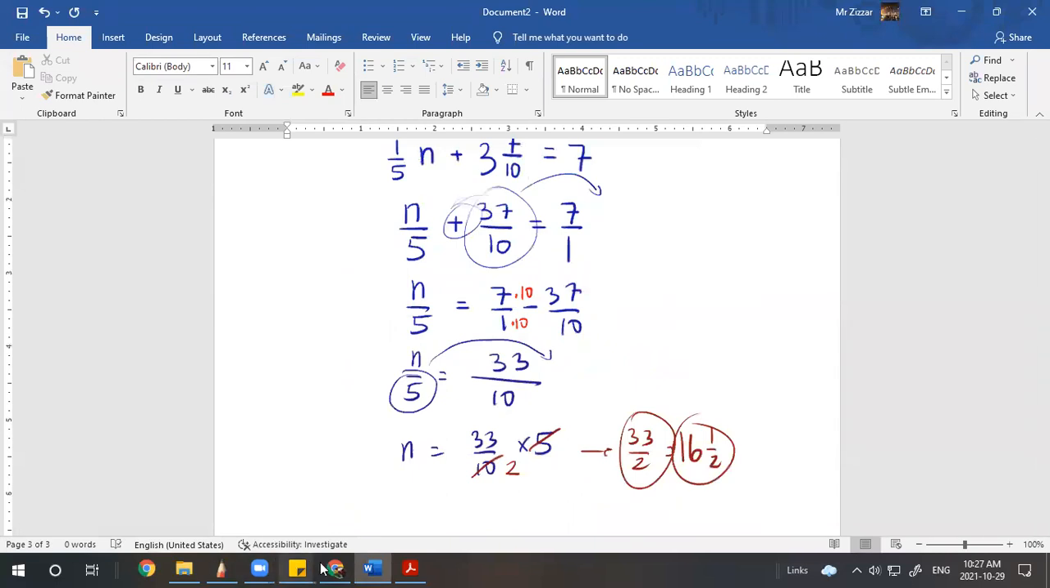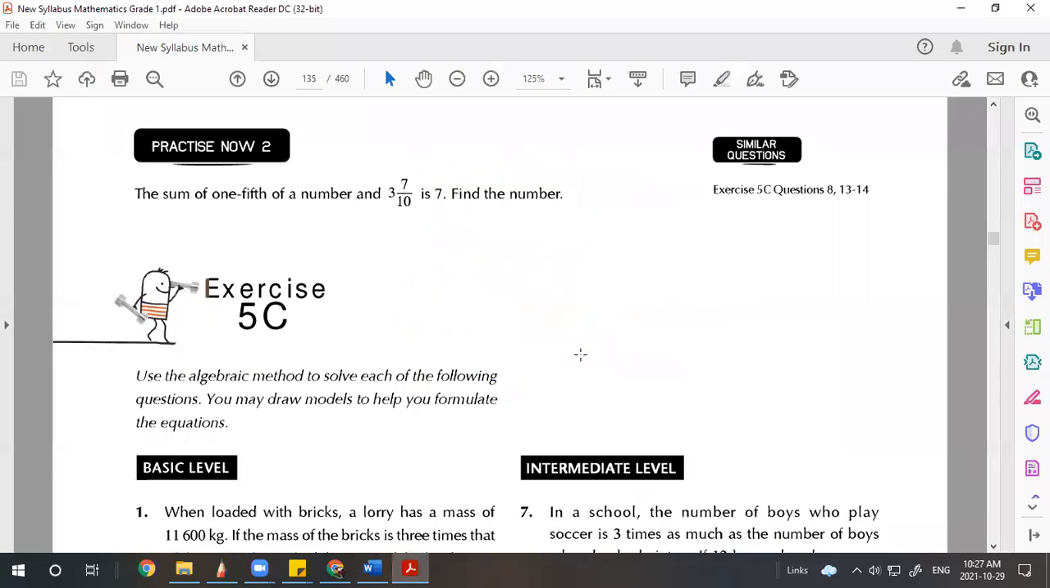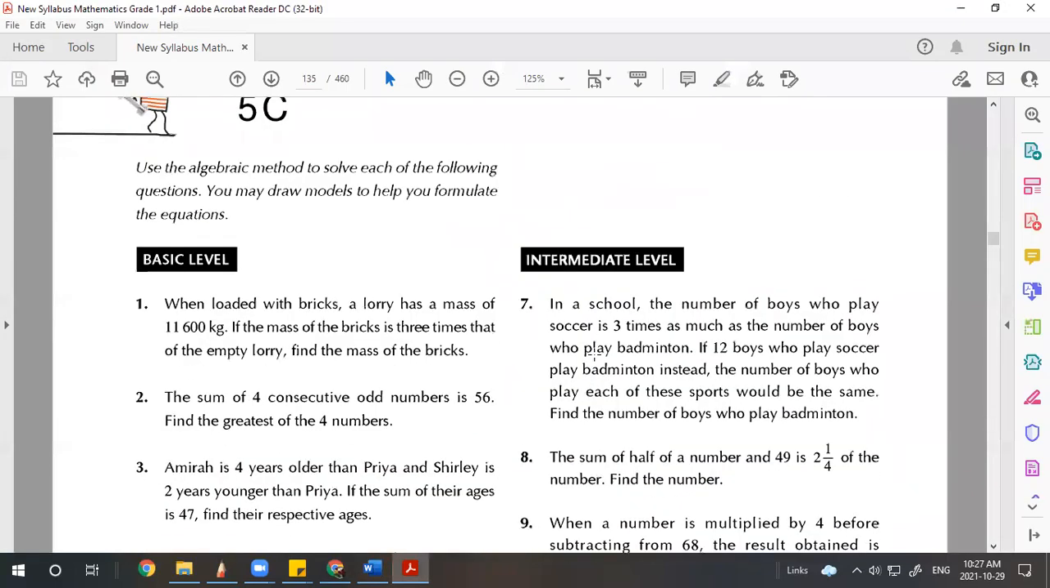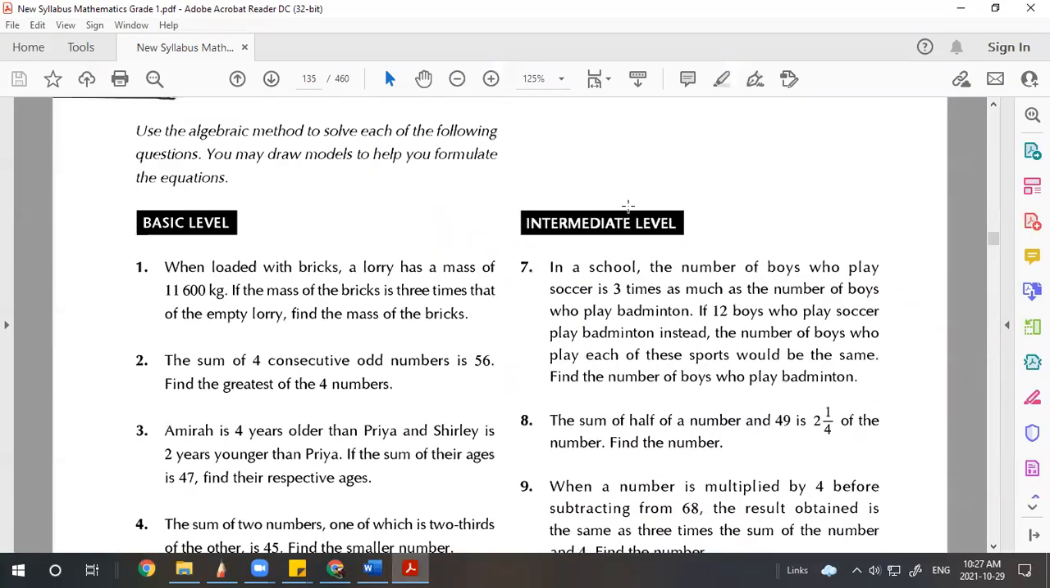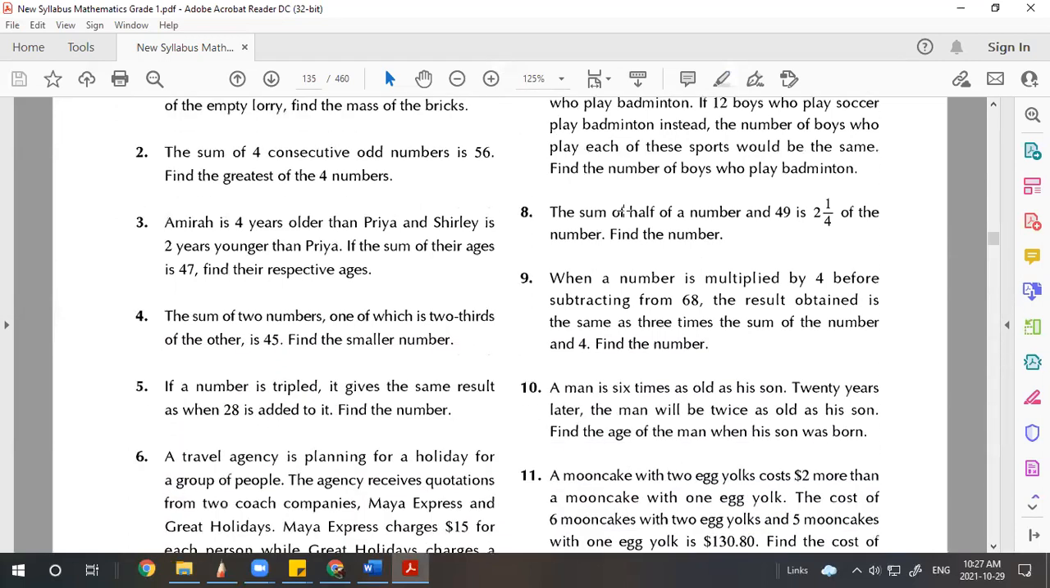And we are done for the word problems. You see, langsung masuk practice now. Langsung exercise. Nanti aja, nggak usah dipikirin. Kita coba lihat lagi yang next.